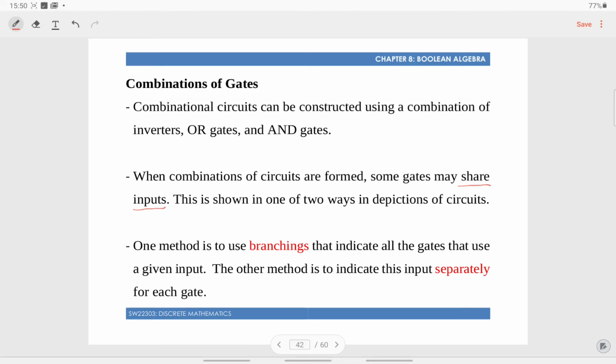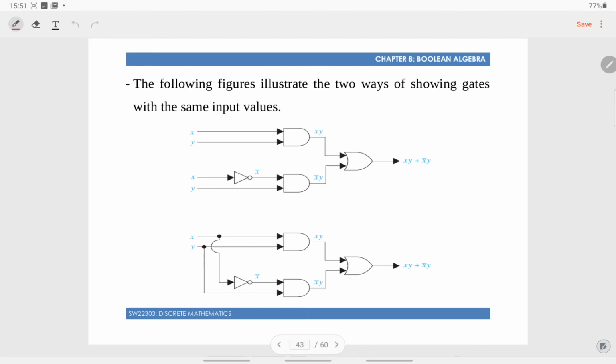One method is to use branching. I'll show you later how to use the branching. That indicates all the gates that use a given input. Different gates but using the same input, you can use the branching. The other method is to indicate this input separately for each gate. I show you here the example. In here, we list down all the inputs separately like this.